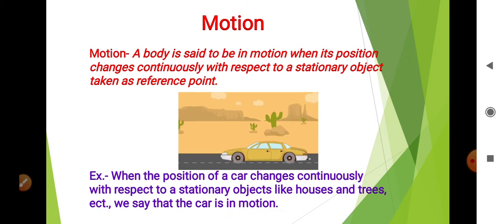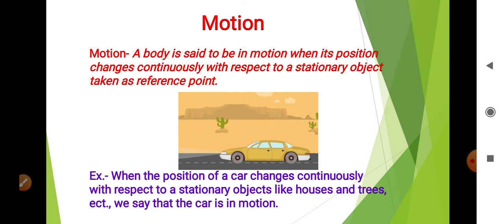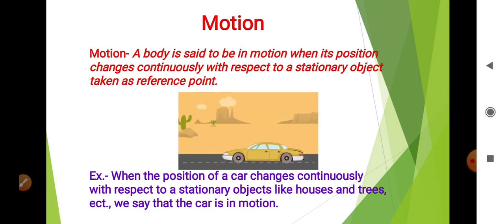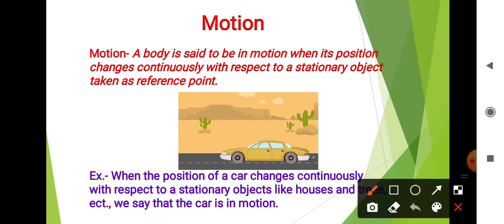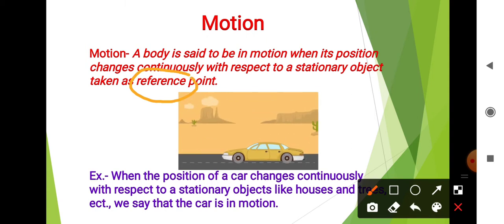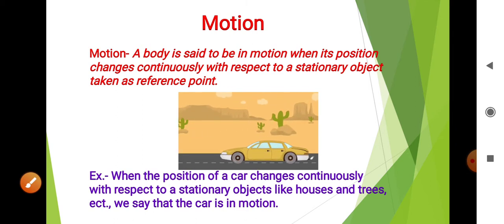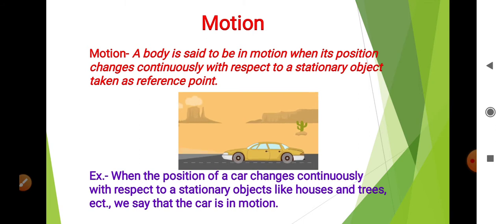Okay, so you understand what is motion? A body is said to be in motion when its position changes continuously with respect to a stationary object. And what is a reference point? See, a reference point is that point with respect to which the position is defined. When we define the position of any body, we define it with respect to a certain point, and that point is called the reference point.